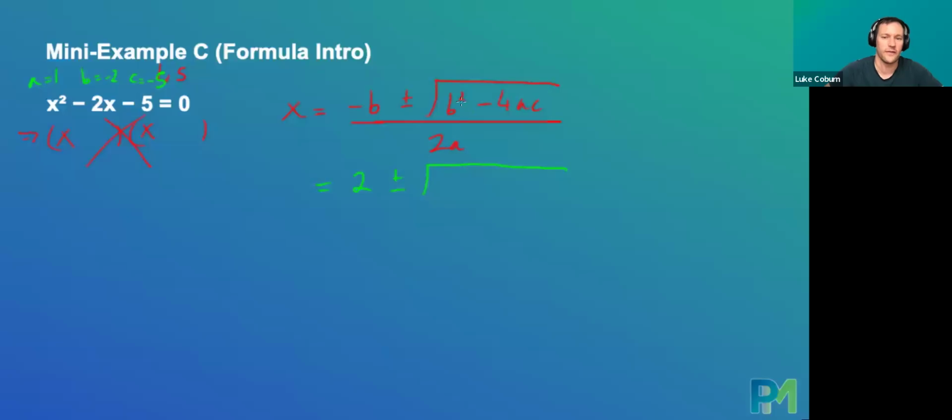So minus b, so it's minus 2, so it's 2, plus or minus the square root of minus 2 squared. Because it is squared, we know it's going to be positive, so I can just say 2 squared is going to be 4, minus 4 times 1, which was a, times minus 5, and that's going to be all over 2 times a, which was 1, just going to be over 2. So this is going to be 2 plus or minus the square root of 4 minus 4 times 1 times minus 5. This is 4 plus 20, all over 2.